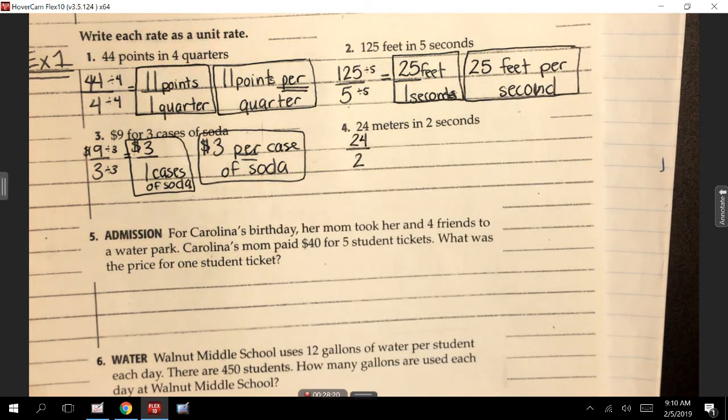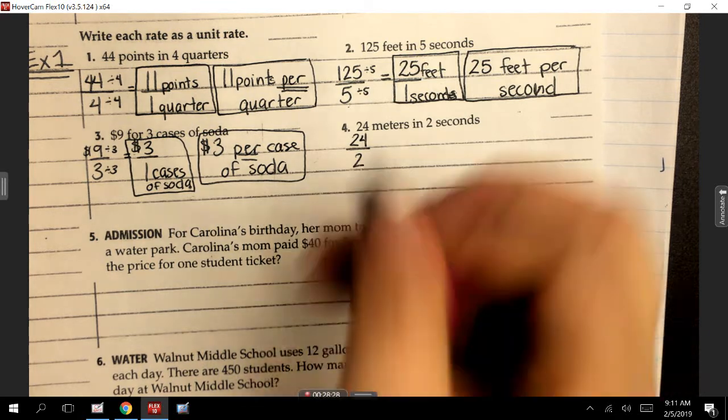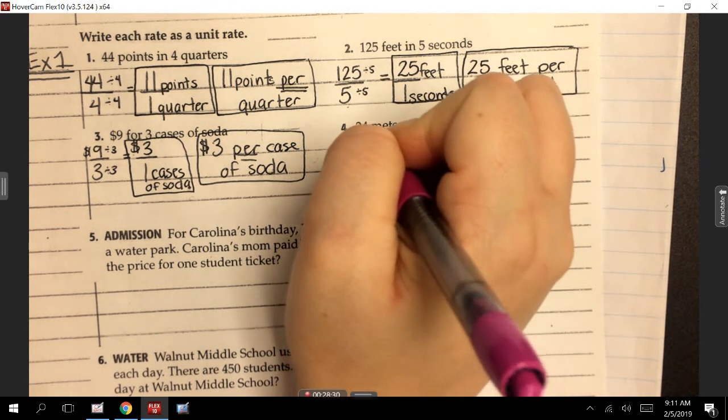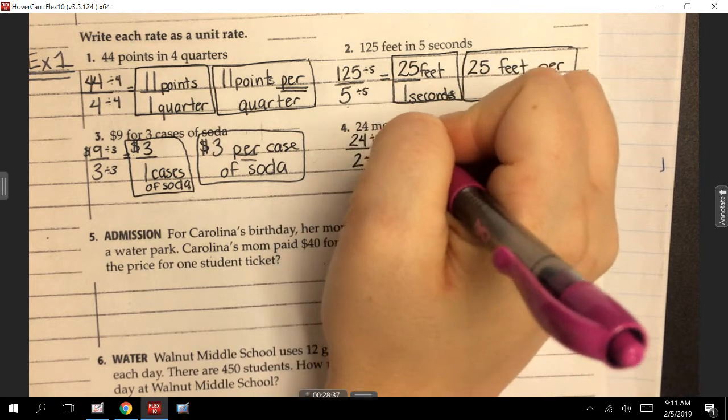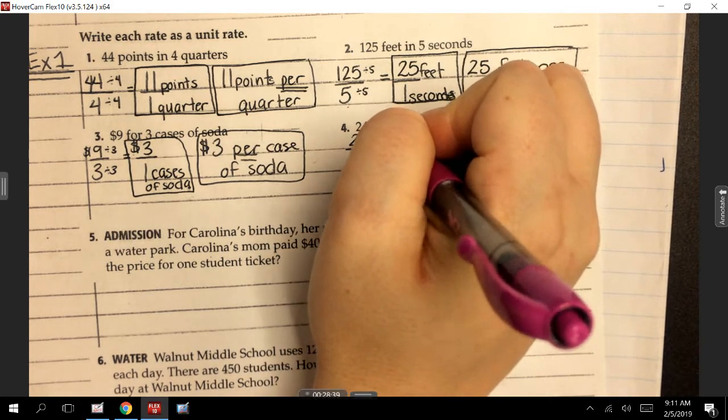24 over 2. What am I dividing by here, Taylor? On number 4, what am I dividing by? 2, because? Why? Bottom number is 2. We want it to be 1. Divide by 2. So that gives me, as my answer, what do I get, Taylor?